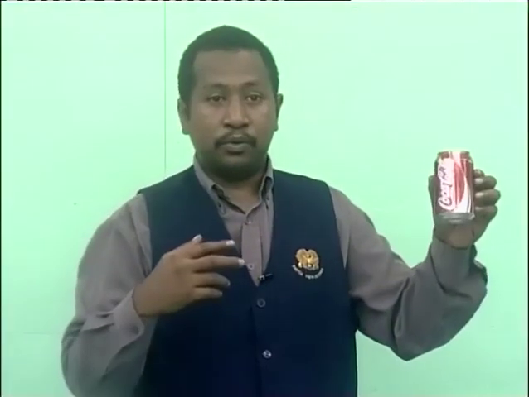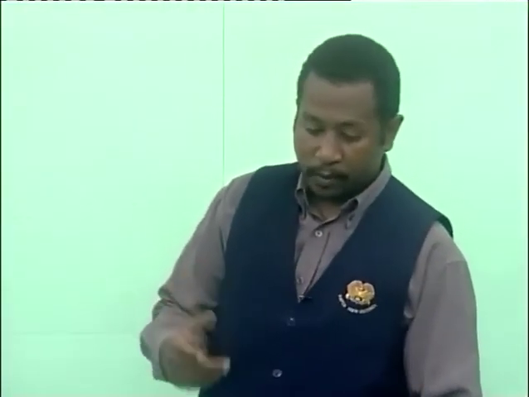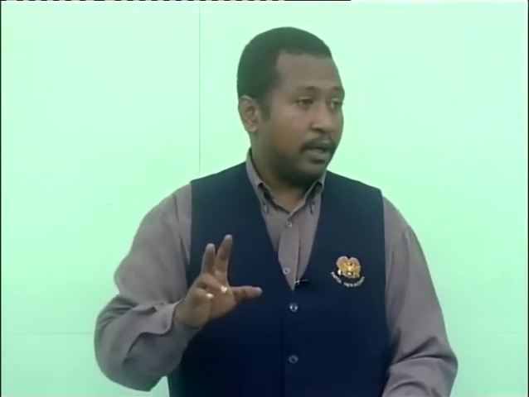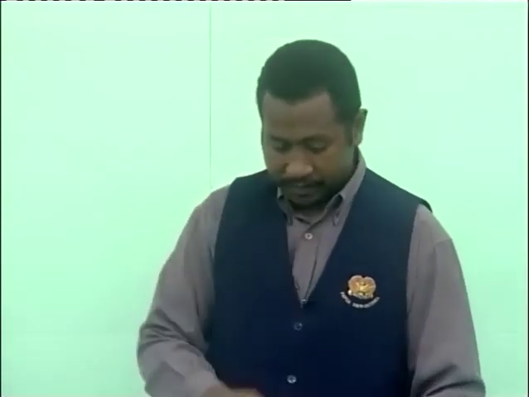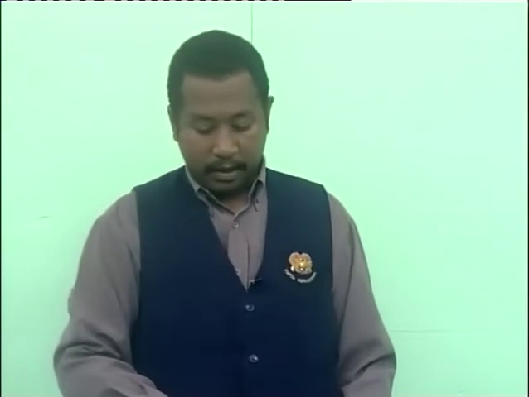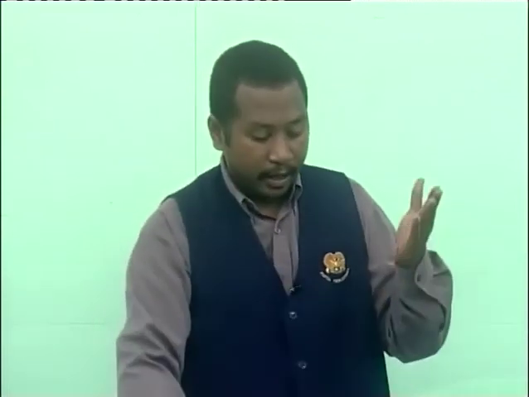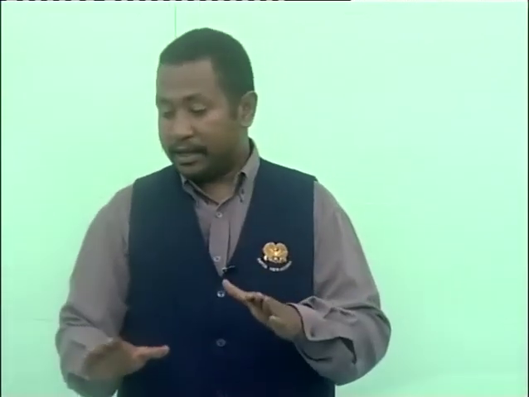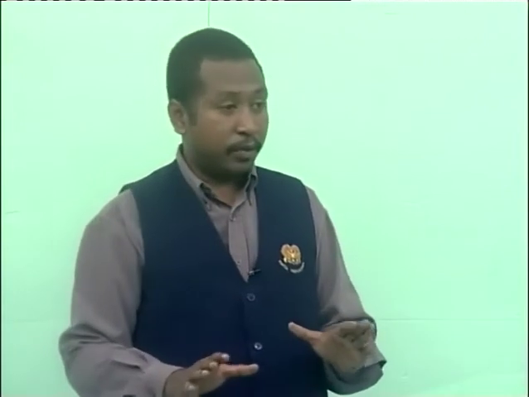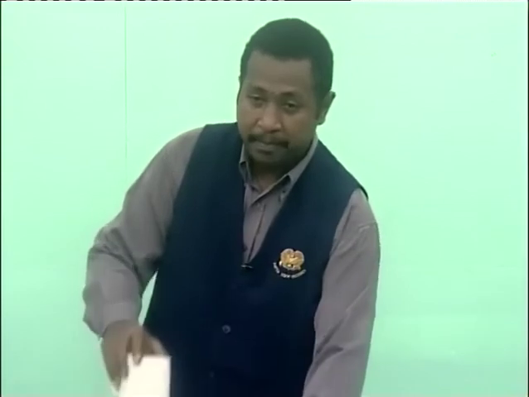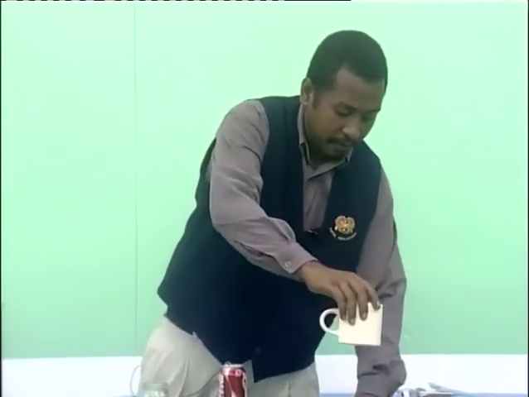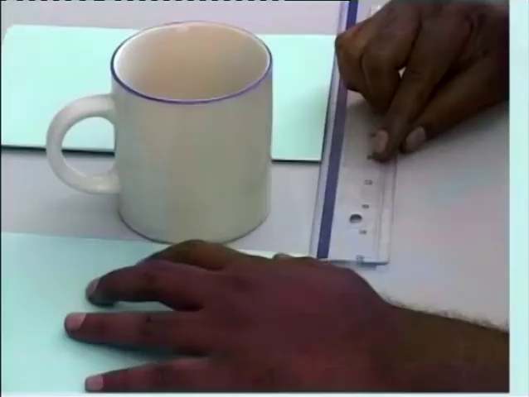So there are two ways we can measure these two types of cylindrical objects. For the cup, or cylindrical objects which have a flat bottom, we can find the diameter exactly the same way as the circular object, by placing the cup straight in between the two papers like this. Okay?